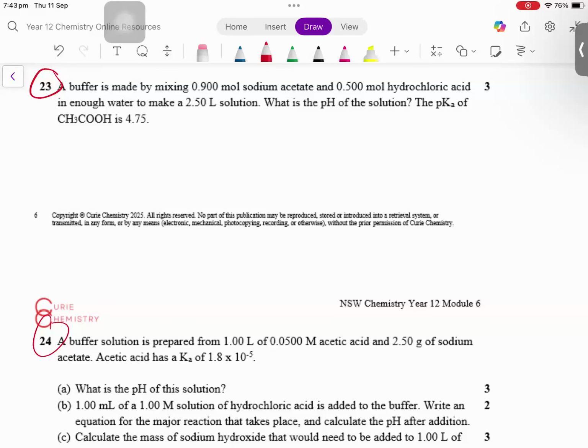A buffer is made by mixing 0.9 moles sodium acetate and 0.5 moles hydrochloric acid in enough water to make a 2.5-liter solution. What is the pH of the solution? The pK of CH3COOH is 4.75.